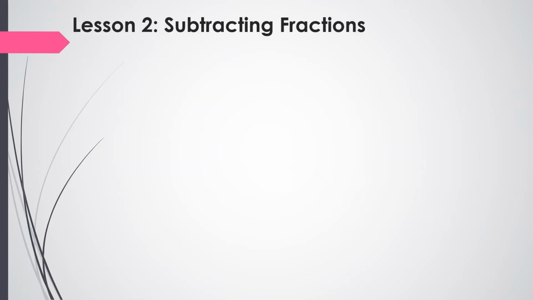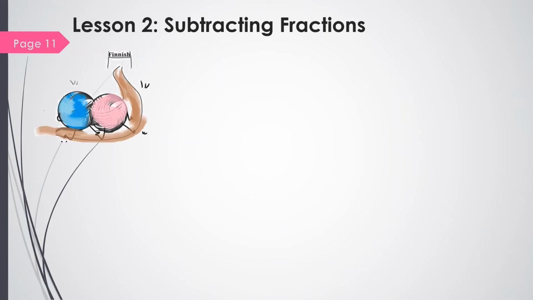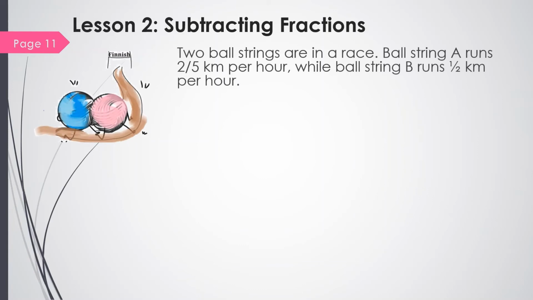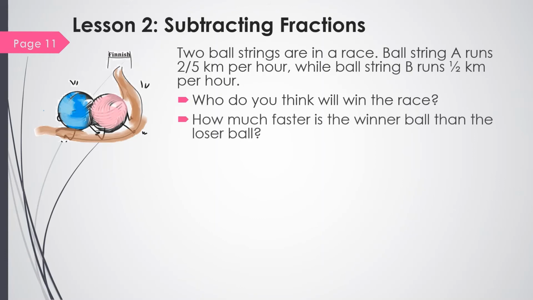Alright, we are now in lesson 2, subtracting fractions. This is now page 11 of your modules. Now look at this. Suppose that we have 2 ball strings and they are on a race. Ball string A runs 2/5 km per hour, while ball string B runs 1/2 km per hour. See that? They are on a race. Now, who do you think will win the race? How much faster is the winner ball than the loser ball?